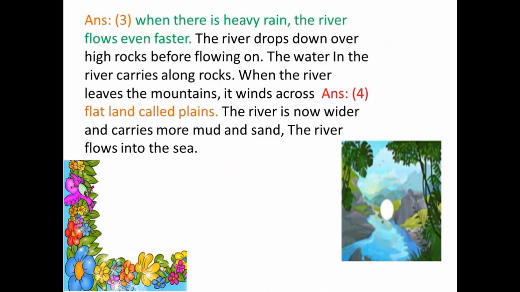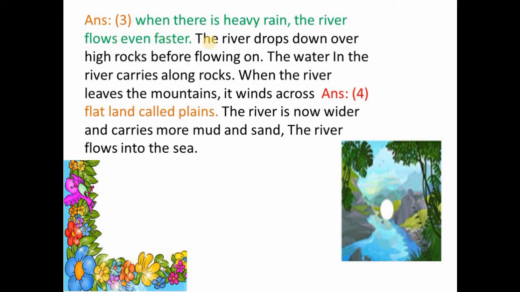Question number 3. What does happen when there is heavy rain? When there is heavy rain, the river flows even faster. It's the answer for question 3.